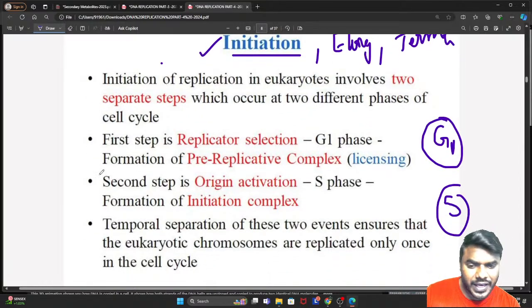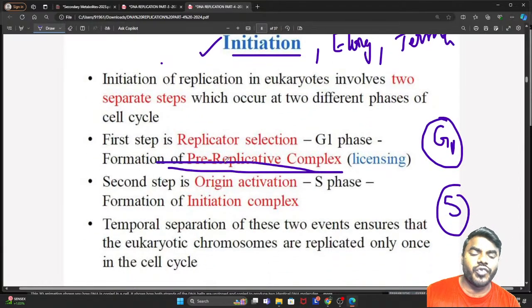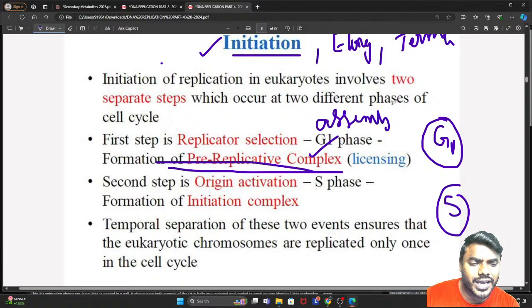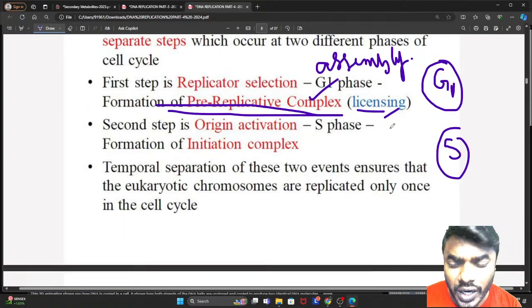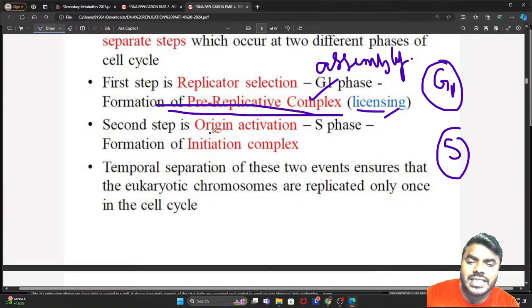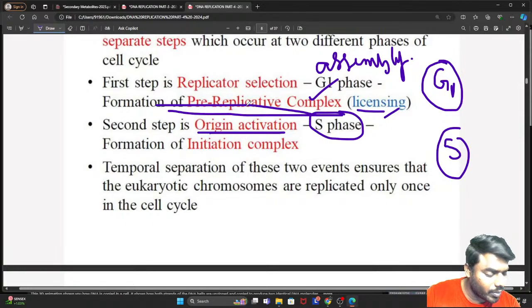In the G1 phase, the pre-replicative complex will form. Now you have to ask me what it is called. Pre-replicative complex means assembly of all the enzymes. All the enzymes got assembled. But as I told you, they did not get the license. When they did not get the license, friends, they never become active. But if they want to become active, what do they require? The second step is activation. So they become active only in the S phase. So friends, the pre-replicative complex is converted into the active initiation complex only in the S phase.